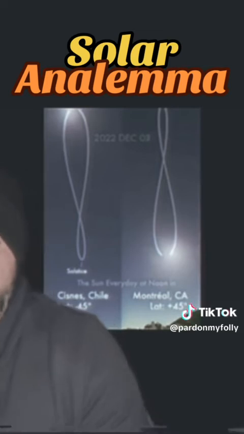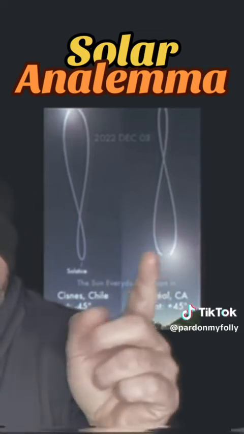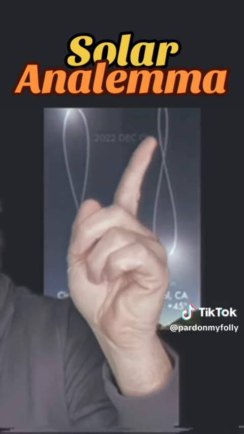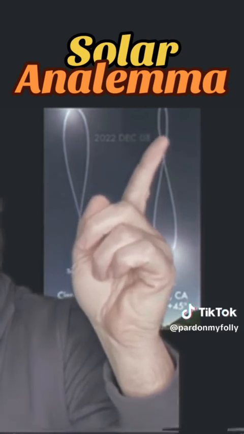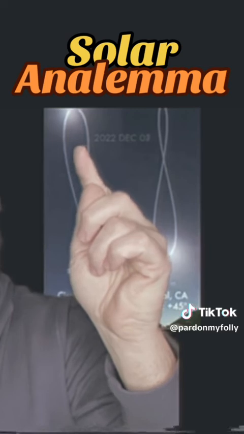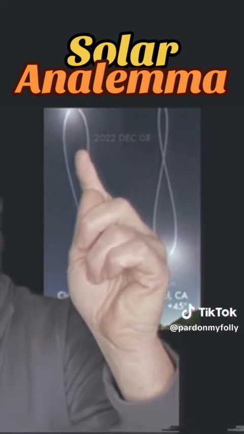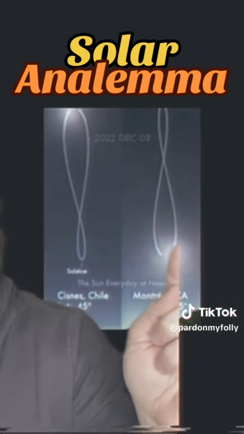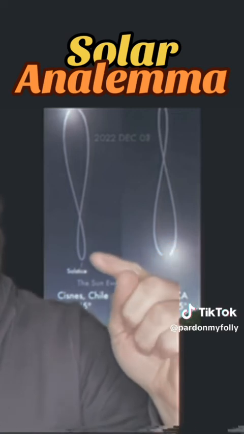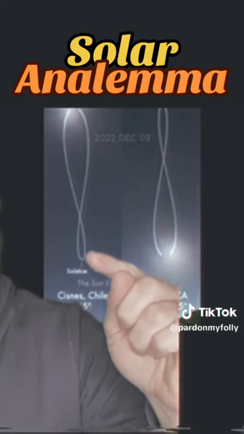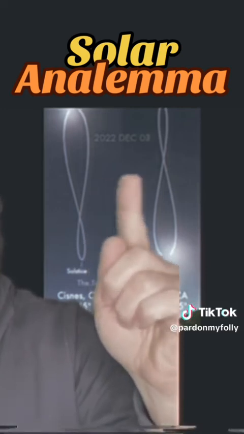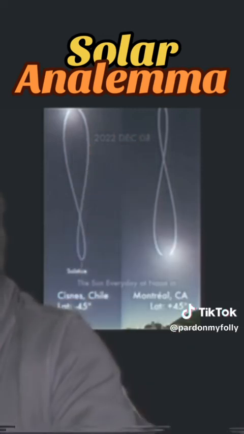As you see here, remember the right is the north, the left is the south. The small loop is summer for the north. The large loop over here is summer for the south. The large loop over here is winter for the north. The small loop is winter for the south. So pay attention to the loops and the seasons.